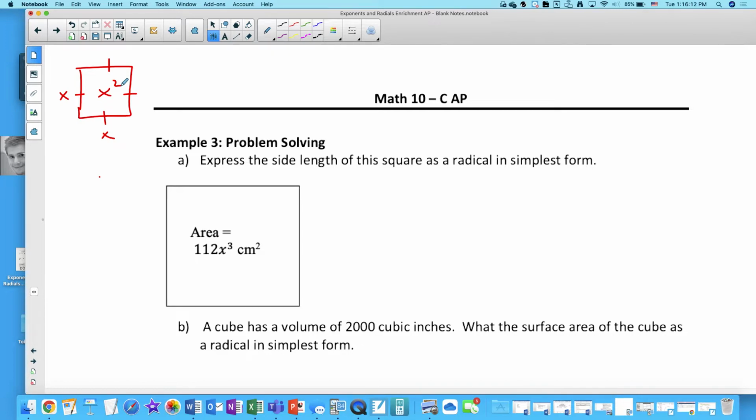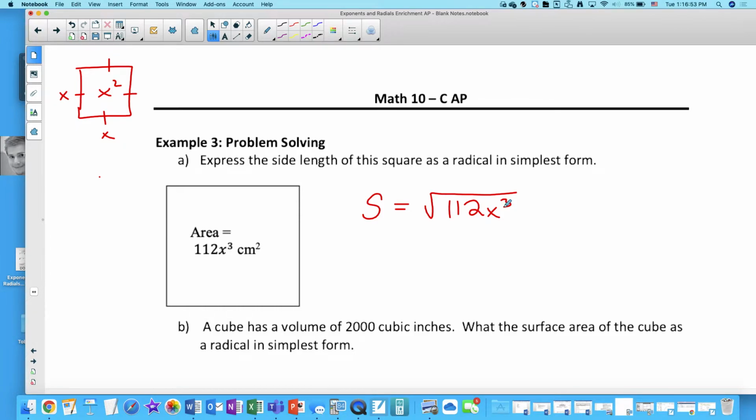All right, so to get the side length, s, we are going to have the square root of 112x cubed. That's correct. Okay, and then to simplify that, we want that in simplest form. So the 112 is, what is that? 4 times something. It's 4 times 28, right? Hold on. Because 4 times 25 is 100, 4 times 3 is 12, so it's 4 times 28.